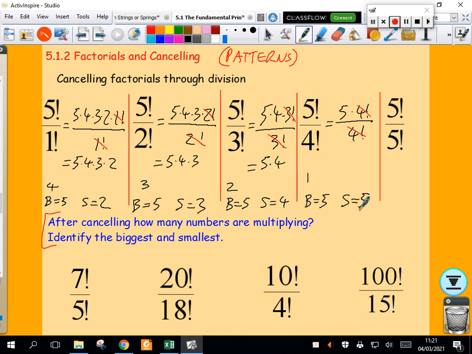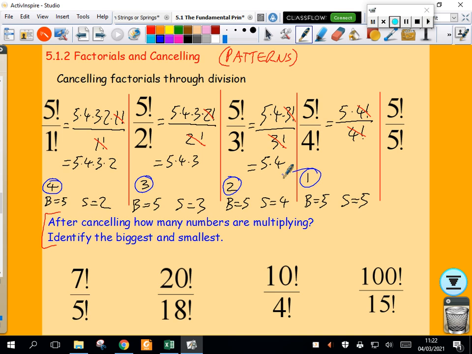So after cancelling, how many numbers are multiplying? Identify the biggest and the smallest. If we're thinking about our patterns, first of all, when I divided 5 factorial by 1 factorial, there were 4 terms remaining after cancellation. 5 factorial divided by 2 factorial had 3 terms remaining after cancellation. 5 factorial divided by 3 factorial had 2 terms remaining. 5 factorial divided by 4 factorial had 1 term remaining.